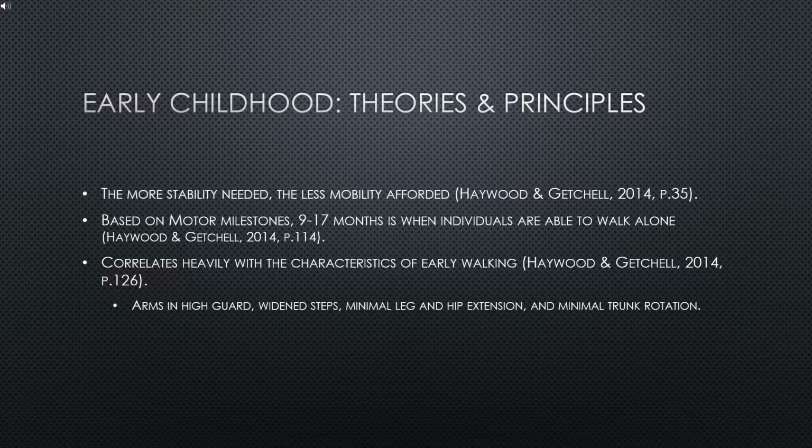And then finally, this correlates heavily with the early characteristics of walking. That's just because his arms are in high guard because he needs to have them higher for more balance. His steps are wide for increased stability. He has a minimal leg and hip extension because his steps are so short, and minimal trunk rotation. That's just because he's a very rigid walker. But as I said, this will just get better as he matures.